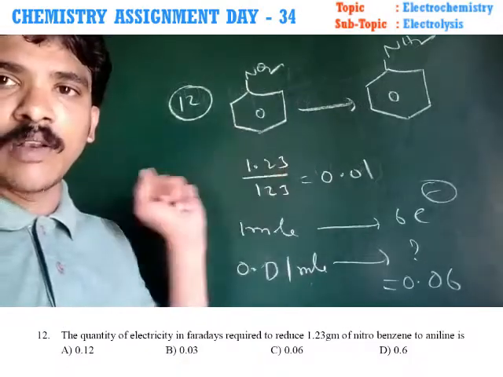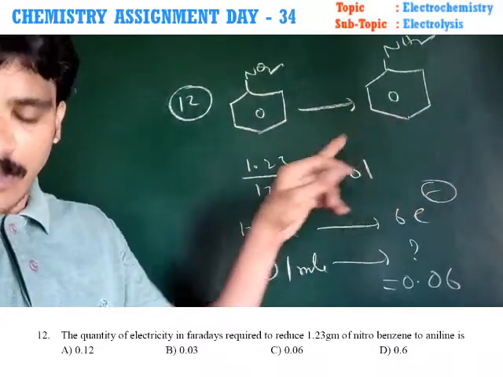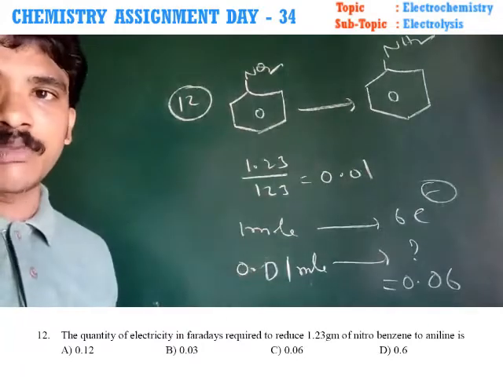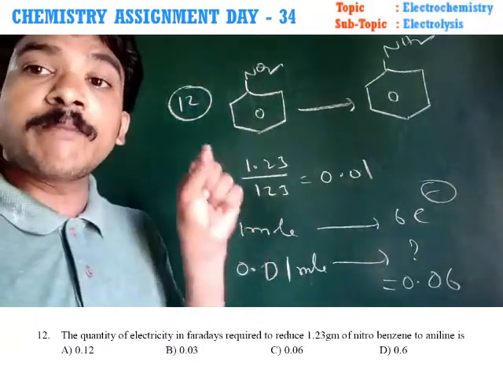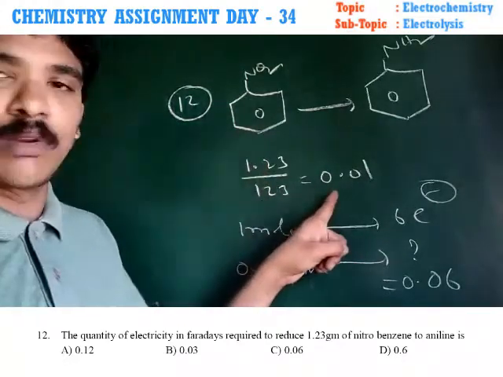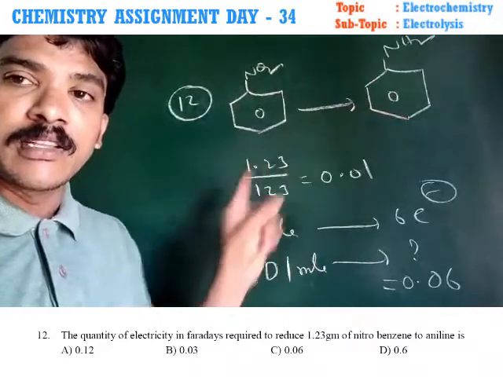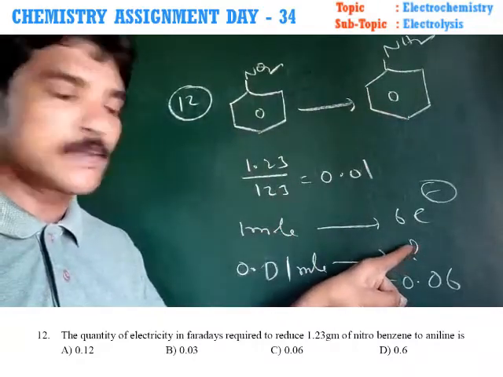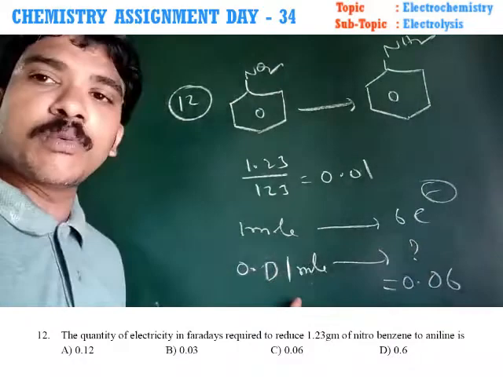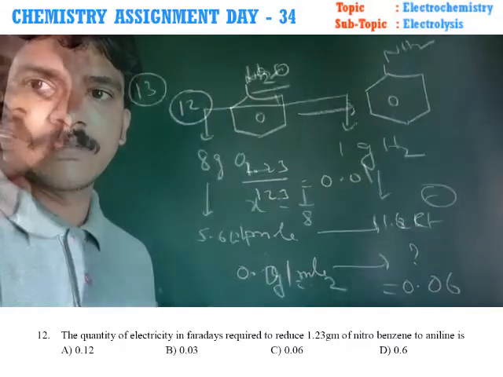Question number 12. Nitrobenzene is converted to aniline. Given is 1.23 grams of nitrobenzene. 1.23 by 123, the molecular weight, we get 0.01 mole. For 1 mole of nitrobenzene converted to aniline, the required electrons are 6 moles of electrons. So for 1 mole, 6 electrons are required. For 0.01 mole, how many electrons are required? So the answer is 0.06.